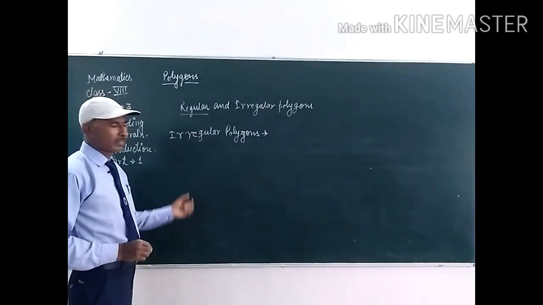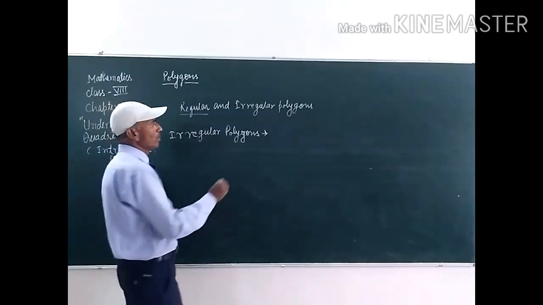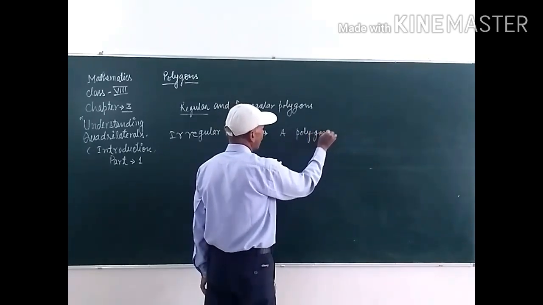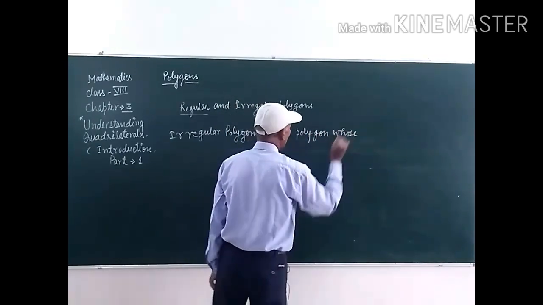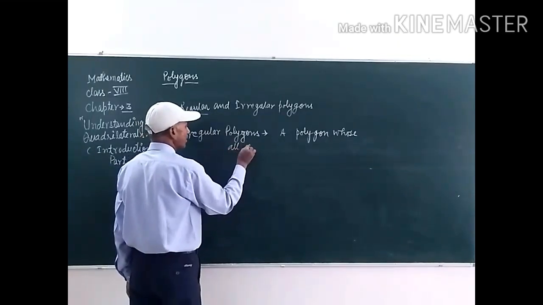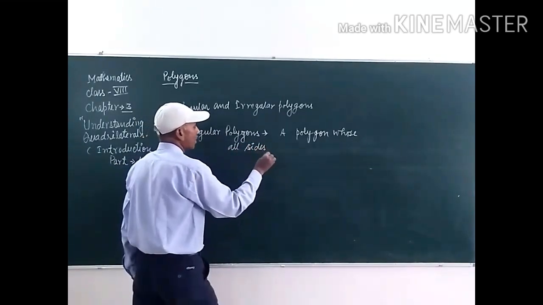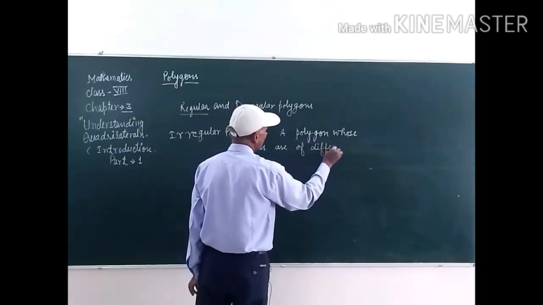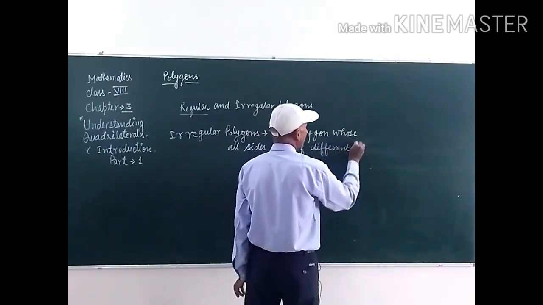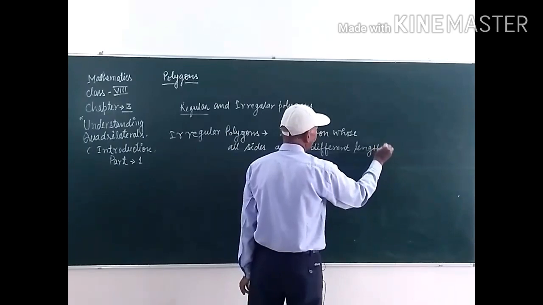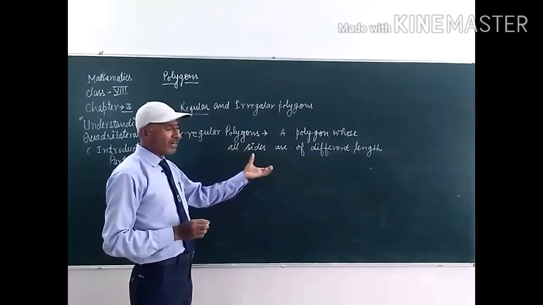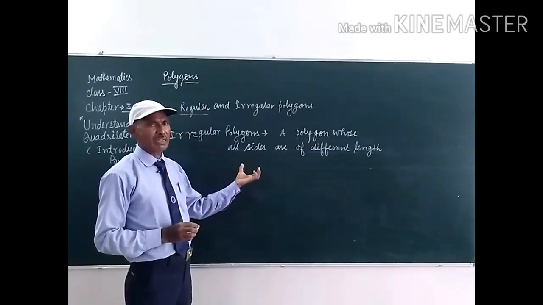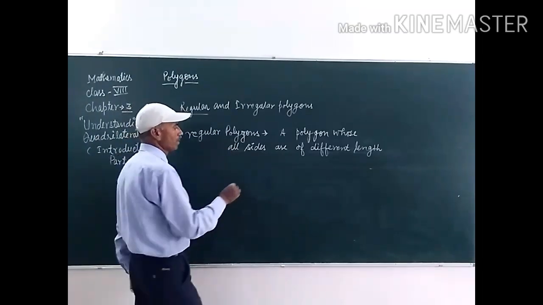Irregular polygons, student, this one irregular polygon, a polygon whose all sides are of different length, or whose sides are not of equal length. Clear, student? A polygon whose sides are not all of equal length, we call an irregular polygon, student.